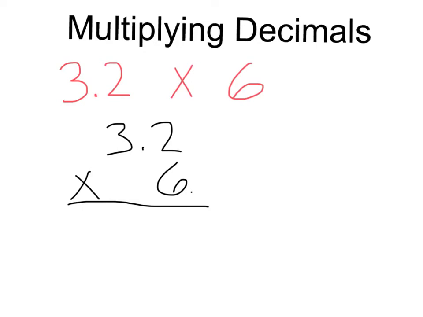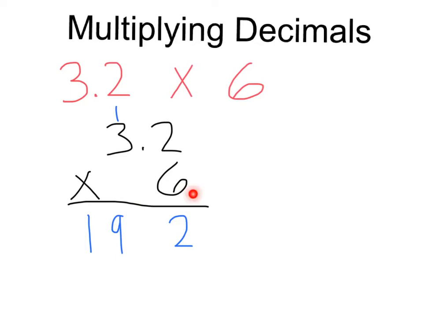So here we have 6 times 2, that would give us 12. I carry the 1. Here we have 6 times 3, that would be 18, plus 1 would be 19, and I have 19 here. Now when determining where your decimal goes, unlike adding and subtracting, the decimal does not drop straight down. We actually count how many decimal places there are.